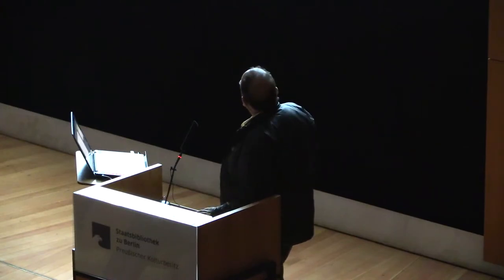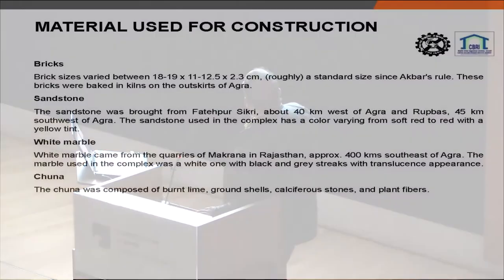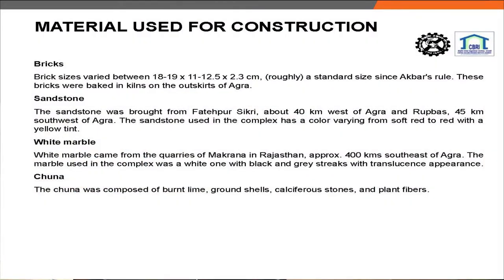So, primarily as a construction material, this is brick masonry, and the brick sizes are 18 to 19 centimeter by 11 by 2.3 centimeter, very, very thin bricks. The load is supported on these thin bricks, called Lahori bricks at that time.